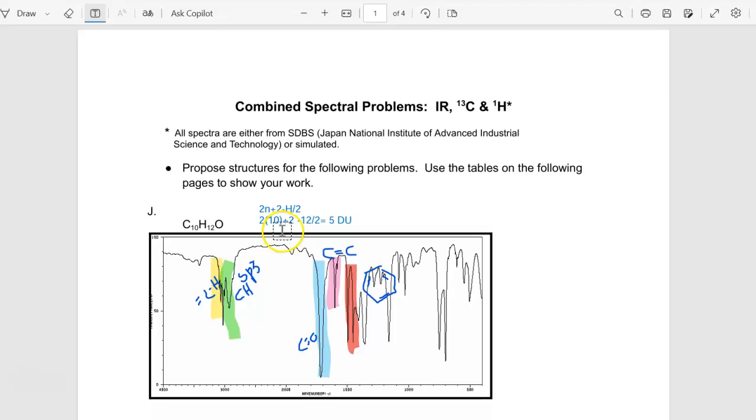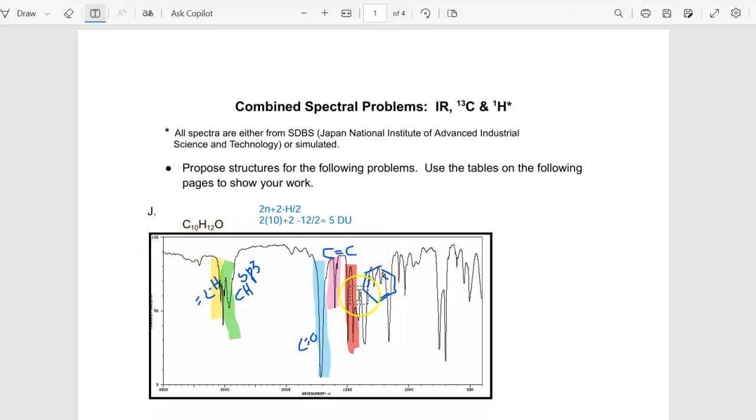And to find the degrees of unsaturation, we have our formula right here: 2 times the number of carbons plus 2 minus the number of hydrogens, divided by 2. So we have 2 times 10 plus 2 minus 12 is 10, divided by 2 is 5. So we have 5 degrees of unsaturation, or 5 pi bonds, so most likely an aromatic ring in our structure.